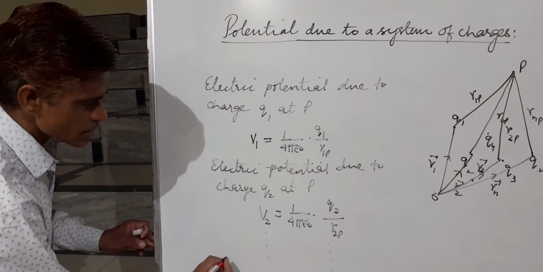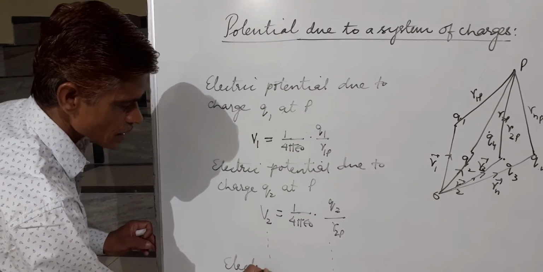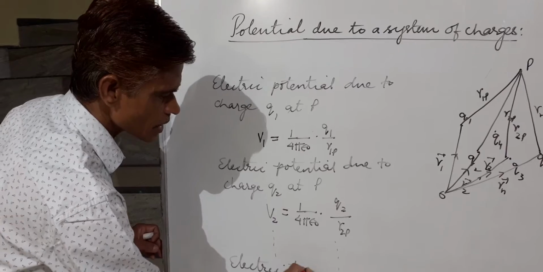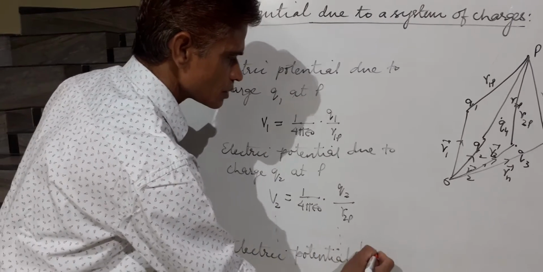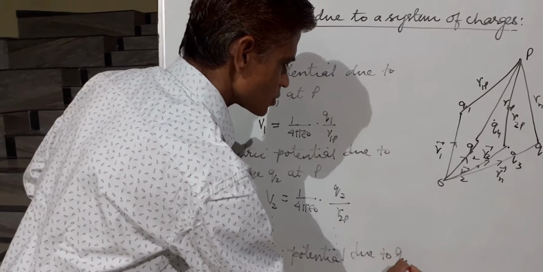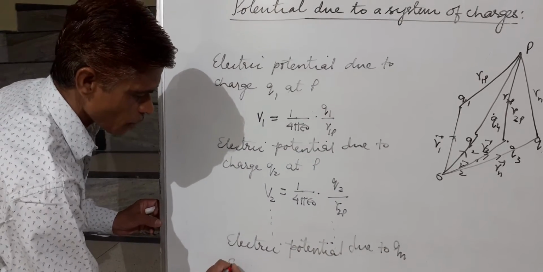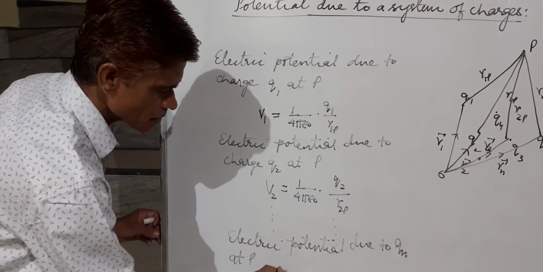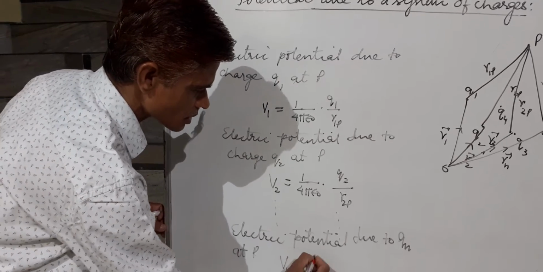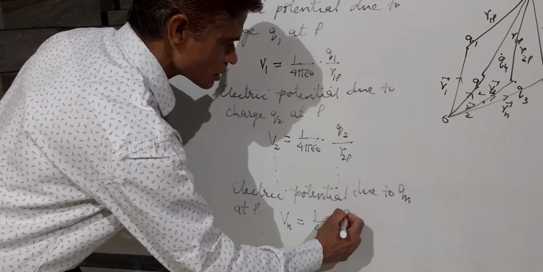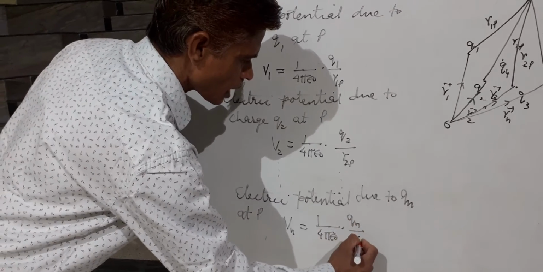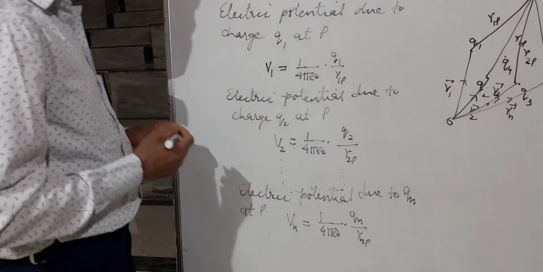Now the electric potential due to another charge, suppose Qn, at the same point P, Vn, is equal to 1 by 4 pi epsilon naught Qn upon RnP.